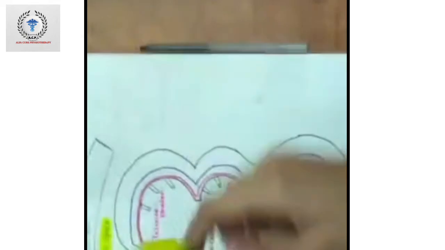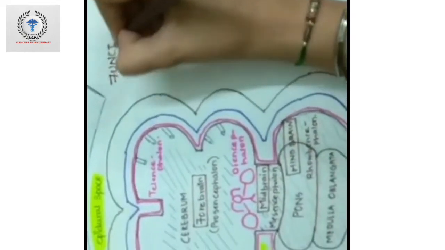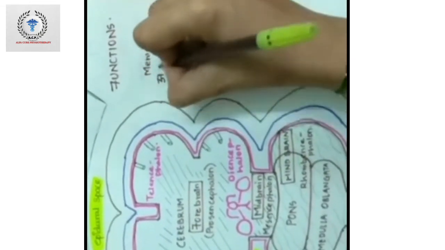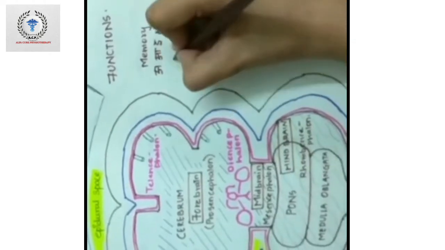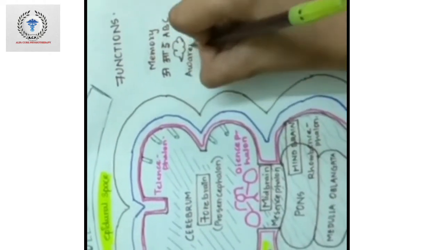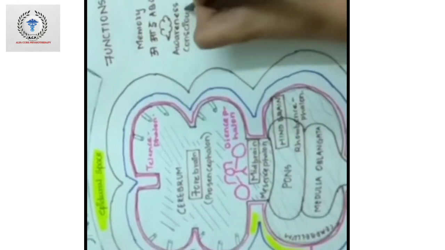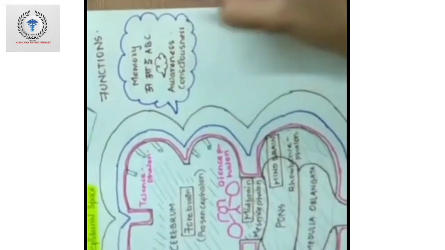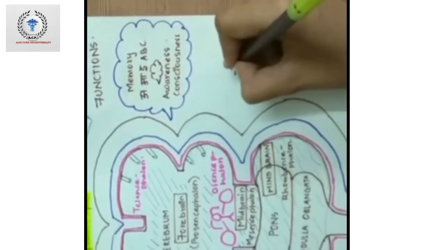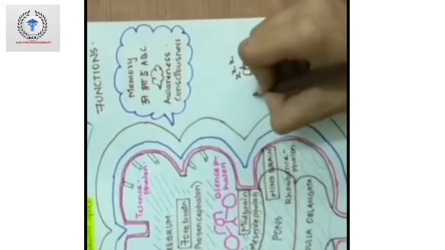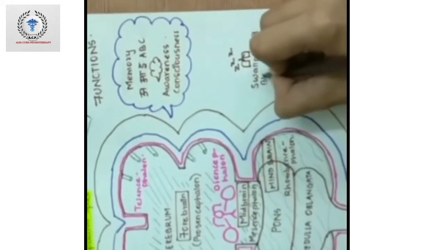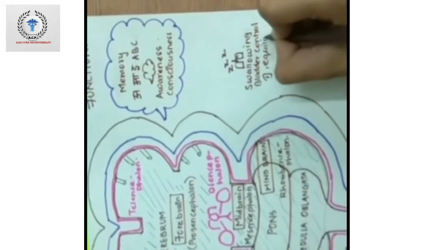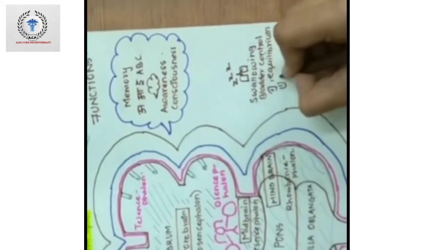Now, let us talk about the functions of the brain and the spinal cord. First one is cerebrum: memory, language, thought, awareness, consciousness. Functions of pons is sleep, respiration, swallowing, bladder control, hearing, equilibrium, taste, eye movement, facial expressions and posture.